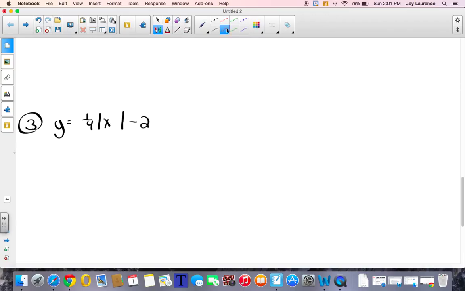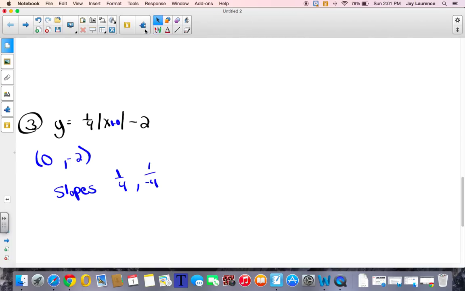Let's see if we can find the vertex. Looks like this one, the vertex should be, there's nothing added in here, so it's like plus 0. And then I just take that number out there. And then my slopes are going to be 1/4 and 1 over negative 4.